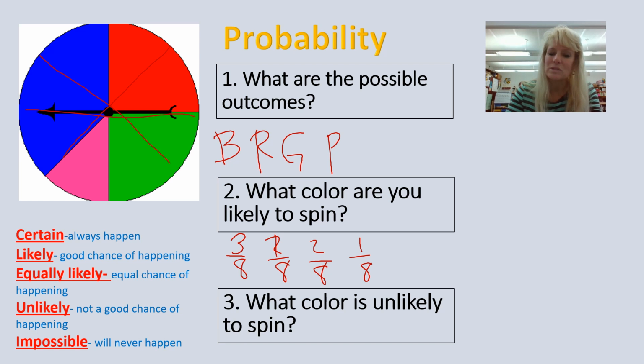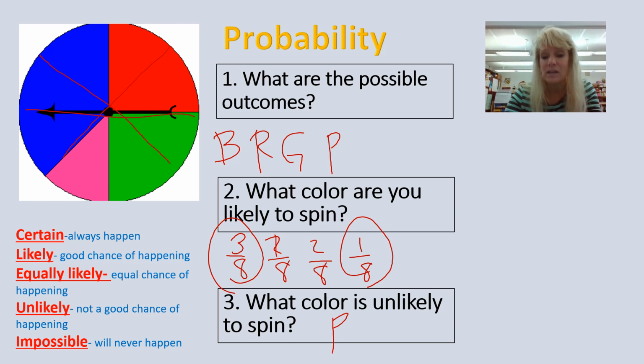So the color that I'm most likely to spin would be that blue, because I have 3 parts of that, even though it's just one huge color. And the color that I'm unlikely to spin would be everything other than blue. We would probably naturally go to the pink because it's the smallest amount right here. But 2/8 and 2/8 is also unlikely. So I would be selecting my red and my green as unlikely as well.